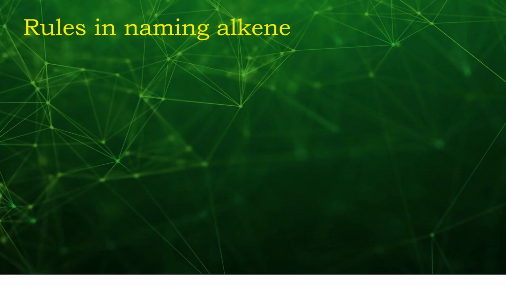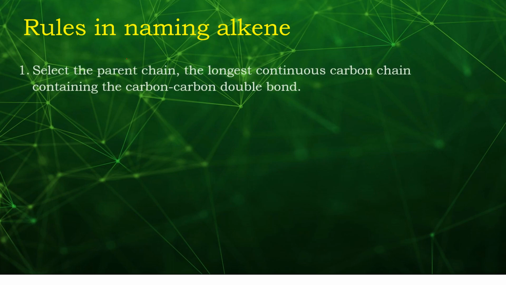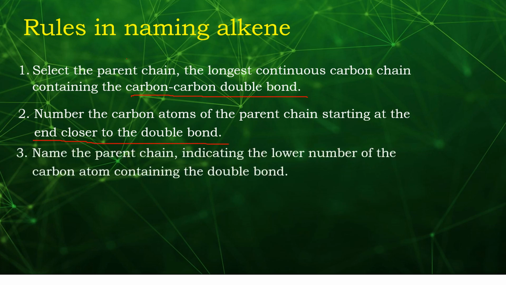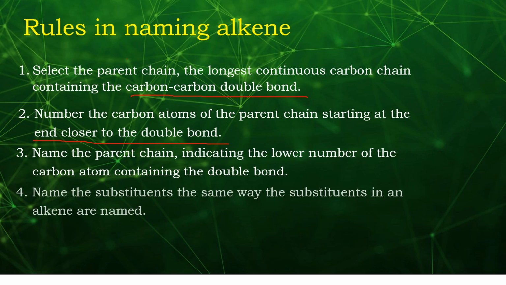So what are the rules in naming alkene? First rule, select the parent chain or the longest continuous carbon chain containing the carbon-to-carbon double bond. Then the second one, number the carbon atoms of the parent chain starting at the end closer to the double bond. The third one, name the parent chain indicating the lower number of the carbon atom containing the double bond. And then the fourth one, name the substituents the same way the substituents in an alkane are named.